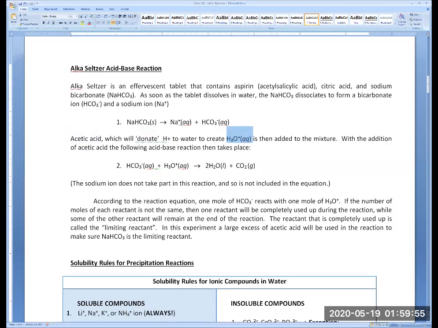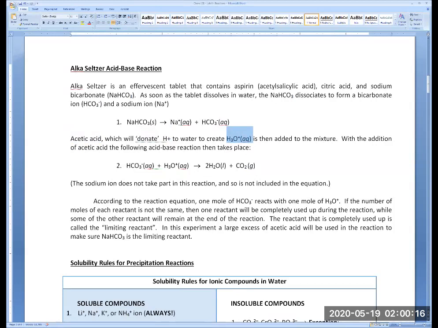The H+ grabs onto a lone pair of the water, because water, remember, has 2 lone pairs on the oxygen. So it grabs onto one of the lone pairs and makes the H3O+ ion. And so that makes it acidic, right? The solution will be acidic.